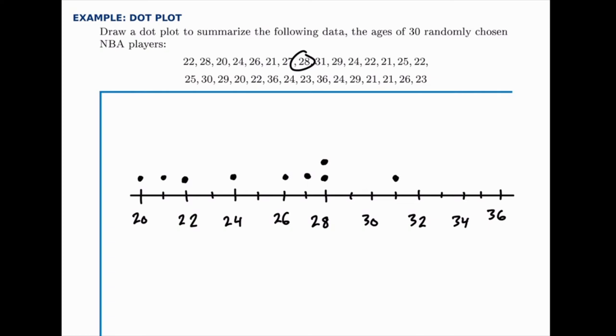Then we go to 31 and 29 and just continue on entering these. We hit another 24 here. And again, we just put this one above the first one at that location. Then we have another 22, another 21, then a 25, another 22, another 25, 30, another 29, another 20, and so on. There's our 36, another 24, the first 23, another 36, another 24, another 29, and we'll just finish this out.